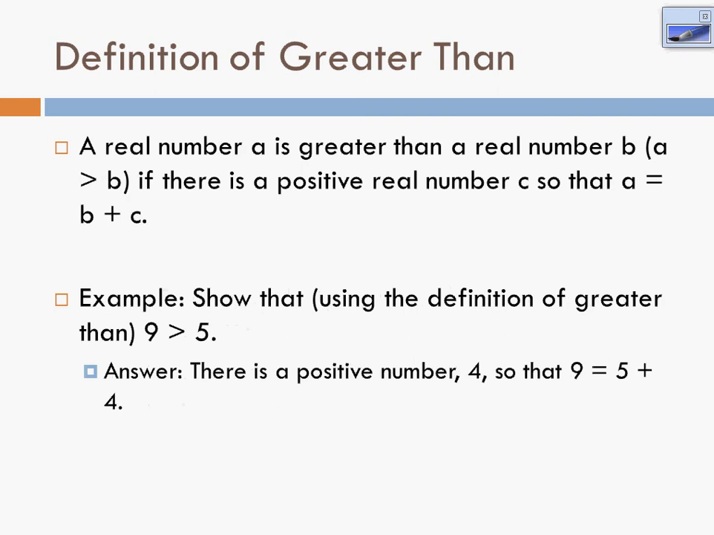And so here's an example. It says show, using the definition of greater than, that 9 is greater than 5. So we're looking at this definition of greater than, and it says a is greater than b if there's some positive real number c, so that a equals b plus c. So we found a positive number 4, so that 9 is equal to 5 plus that positive number 4. So that's how you would show that using the definition we just learned.